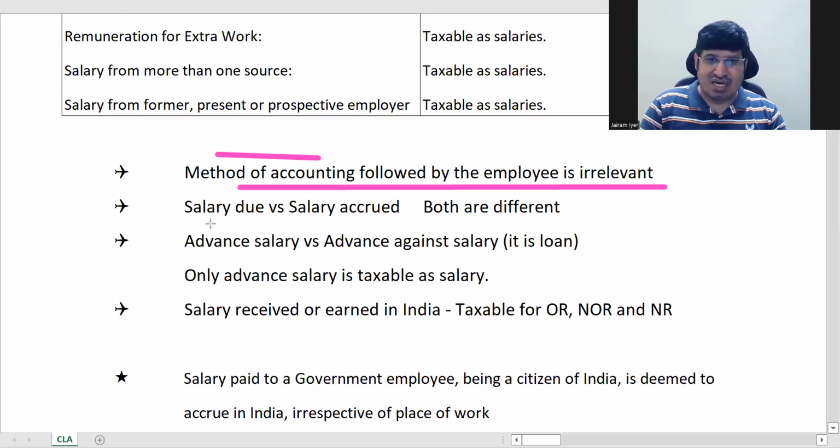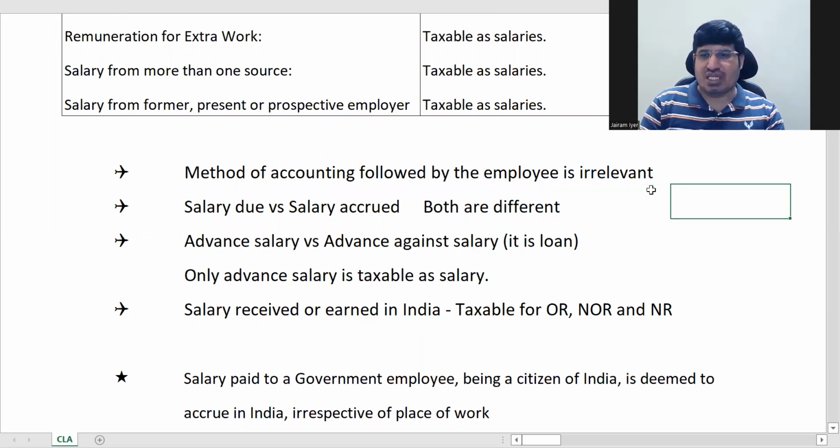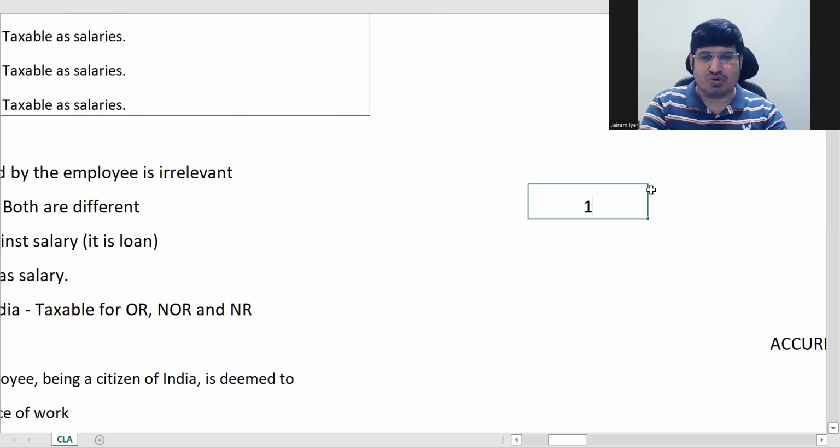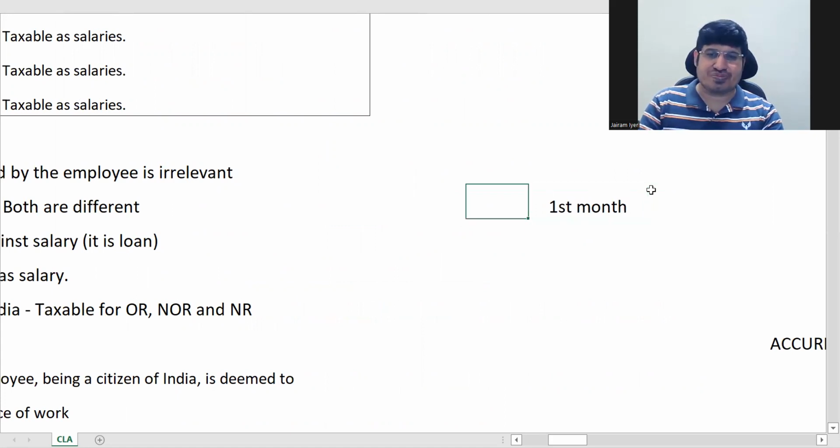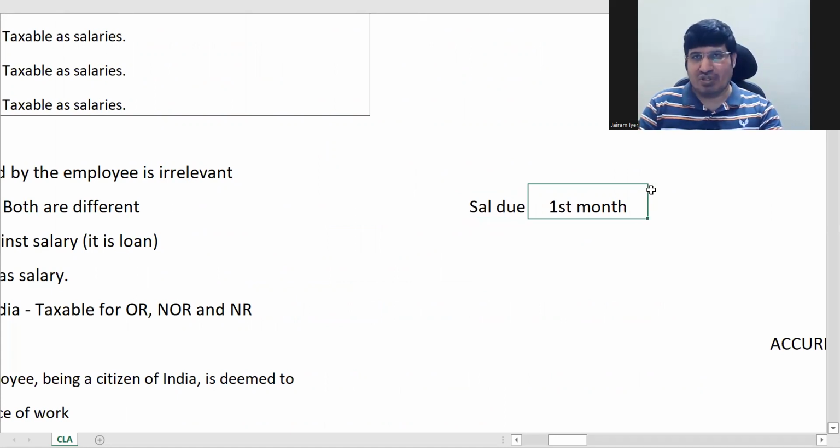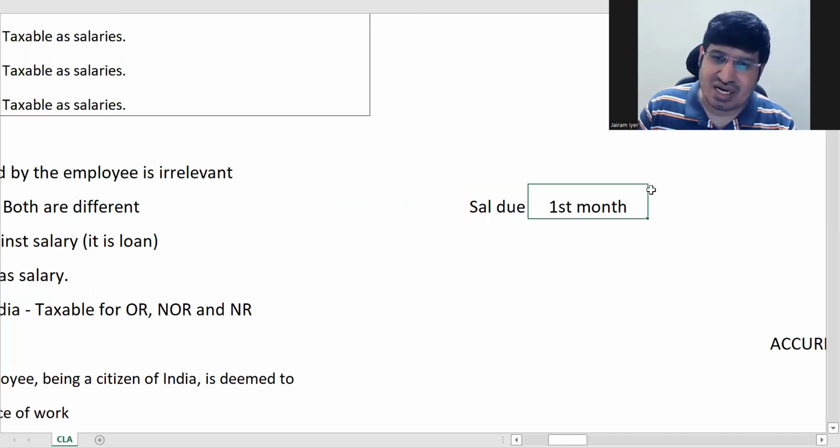Now, salary due and salary accrued both are different. What is the difference between salary due and salary accrued? Salary due, you know already, correct? After the month, say on the first of the next month, your salary becomes due. So the employer has to pay now. He might pay on the same day or after some days. You have earned your salary, so he is your debtor till he pays you. That's called salary due.